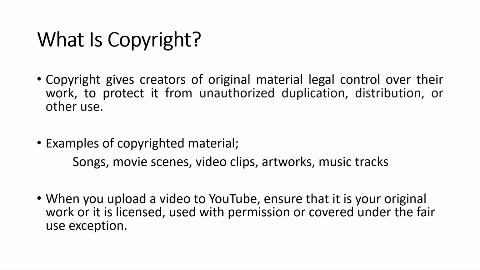Let us first see what is copyright. Copyright gives creators of original material legal control over their work to protect it from unauthorized duplication, distribution, or other use. Some examples of copyrighted material includes songs, movie scenes, video clips, artworks, and music tracks. So when you upload a video to YouTube, you have to ensure that it is your original work, and if not, you have to get the license or permission from the original creator.